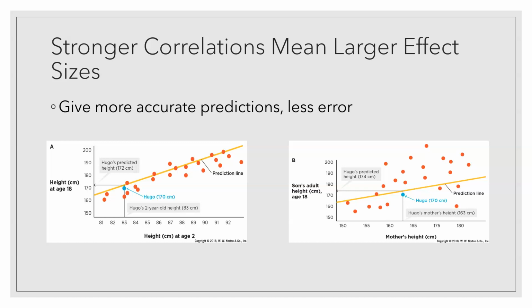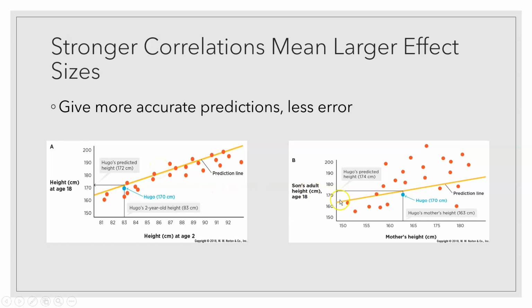So your book gives a really good example. So here what you're looking at is a child's height at age 2, Hugo's height at age 2. And so we can make predictions based on correlations, based on Hugo's height as a 2-year-old, what his height will be as an adult at age 18. So if we know his height at age 2, we can make a pretty good prediction of what his height will be at age 18, because there's a very strong correlation between your height at age 2 and your height at age 18. And you can kind of see how very tightly packed these scatter plots are. This is a pretty strong correlation.